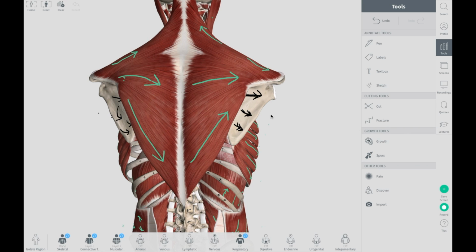Greetings and salutations. Today's topic is on the role of lower traps during gait.